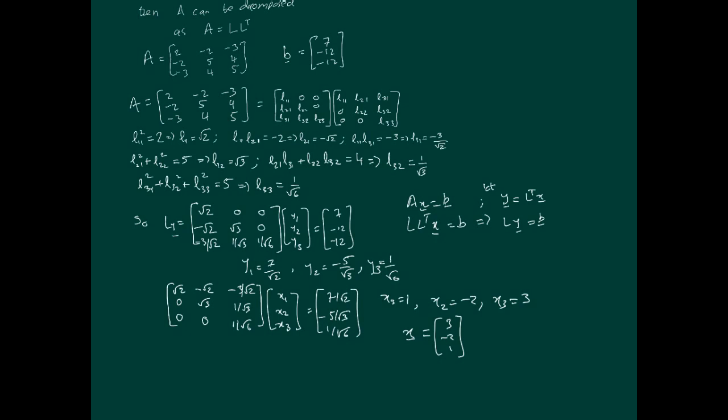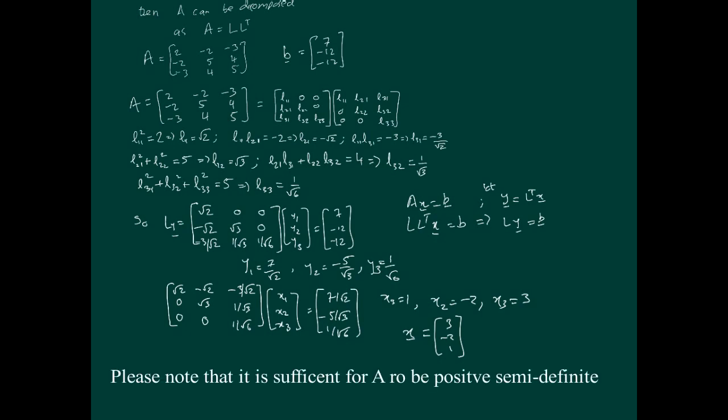Now, one caution. Remember that Cholesky decomposition depends on a prerequisite: the matrix A must be positive definite. This depends on the fact that it is positive semi-definite. If it's positive semi-definite, then we expect there to be an answer in this particular case. If it's not positive semi-definite, then L will be complex. There will be elements in L that will be complex.